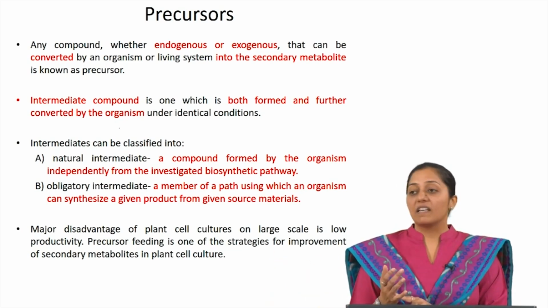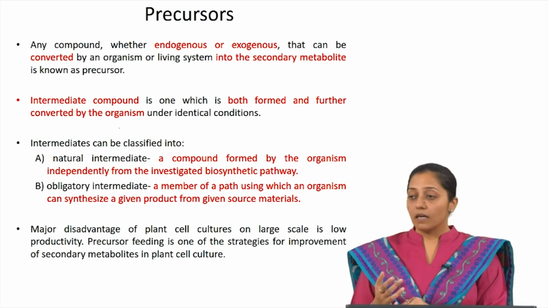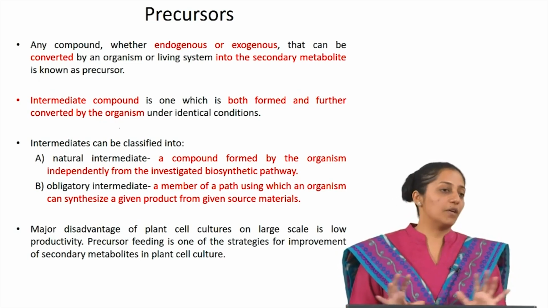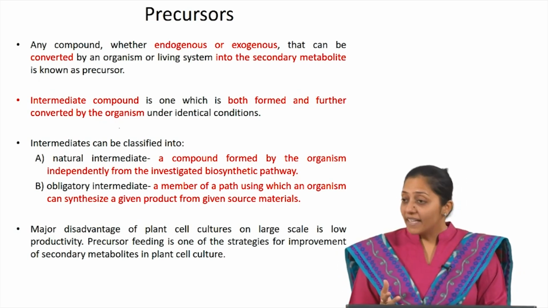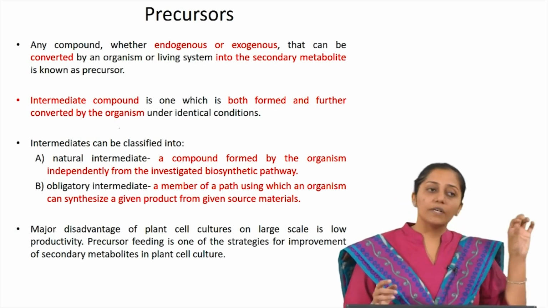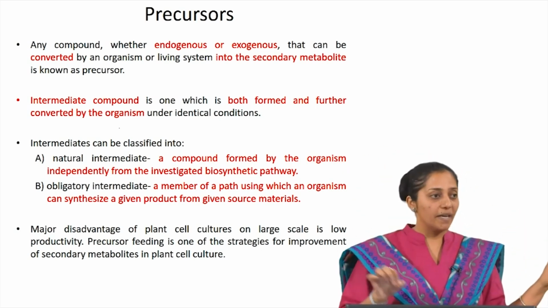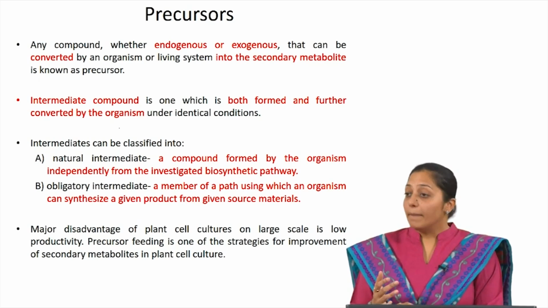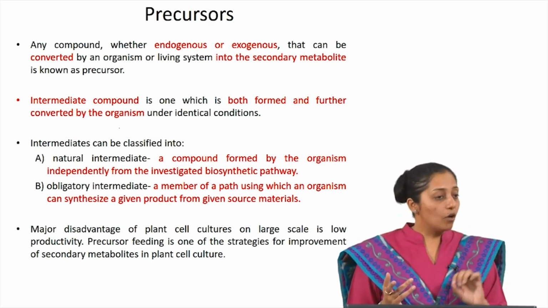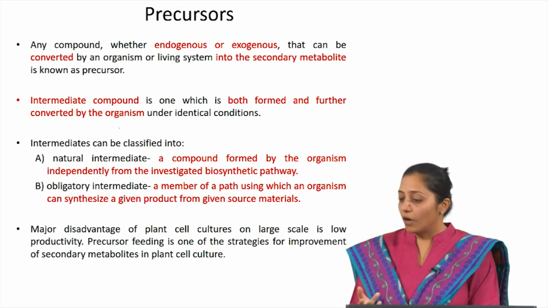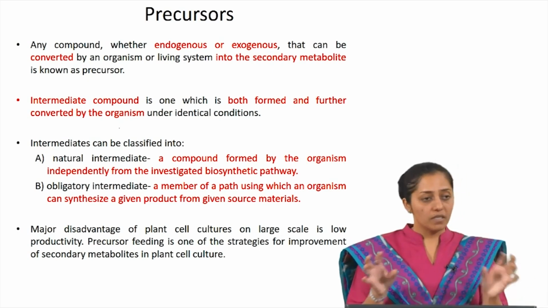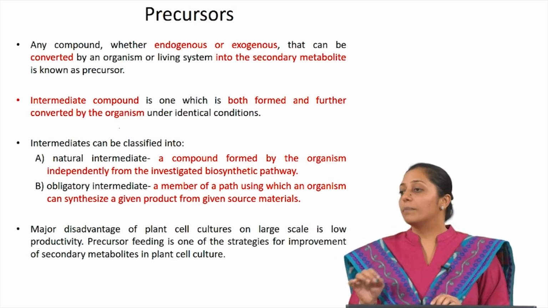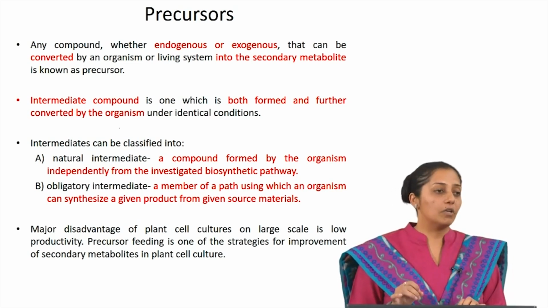So, intermediates can be classified as natural intermediates, a compound formed by the organism independently from the investigated biosynthetic pathway. Obligate intermediates, a member of the path, although it is formed inside, but is not directly participating in the biosynthetic pathway. Obligatory intermediate, a member of the path using which an organism can synthesize a given product from the given source material. So, it is present inside as the intermediate. So, precursor feeding can be used to improve the yield of the secondary metabolite.